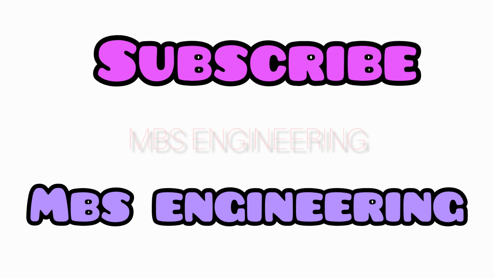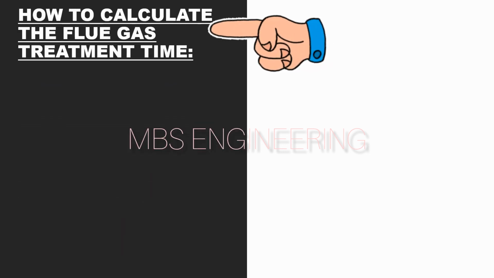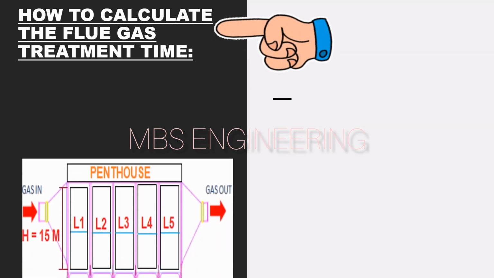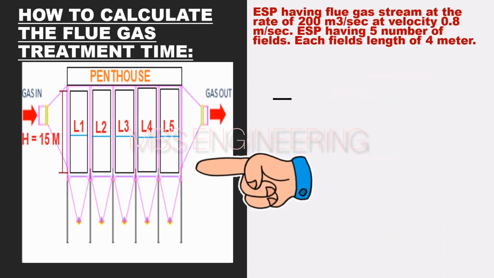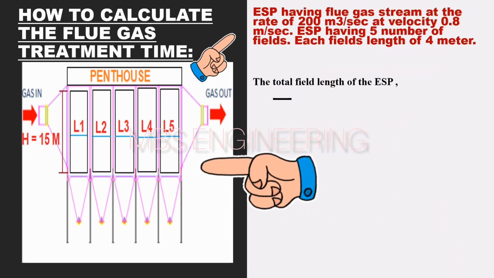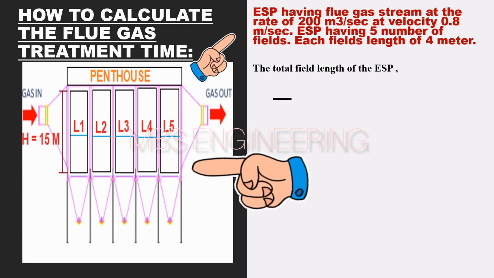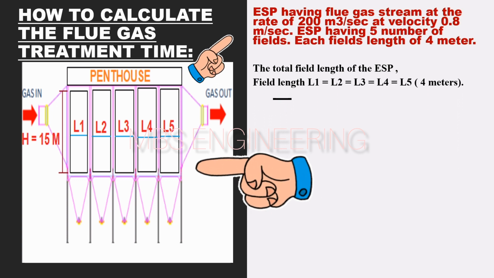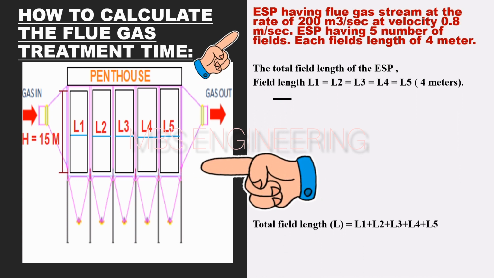Next, we learn about how to calculate the flue gas treatment time in the electrostatic precipitator, ESP. Please refer to the electrostatic precipitator picture. Assume the ESP has a flue gas stream at the rate of 200 cubic meters per second, at velocity 0.8 meter per second. The ESP has 5 fields. Each field's length is 4 meters.